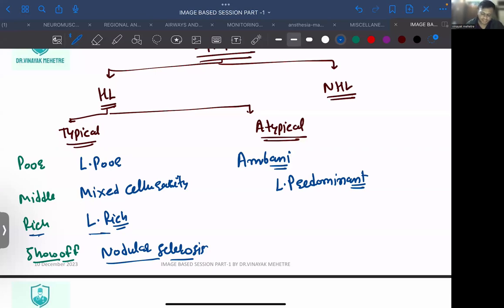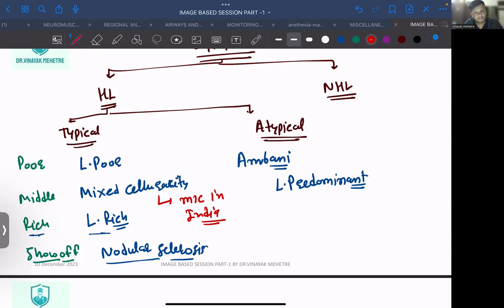Most common class in India is middle class. So most common Hodgkin lymphoma in India is mixed cellularity, right? Most common class in Western world is show off. They don't have money, but they think that they are richer. They have the good lifestyle. So most common class in Western world.